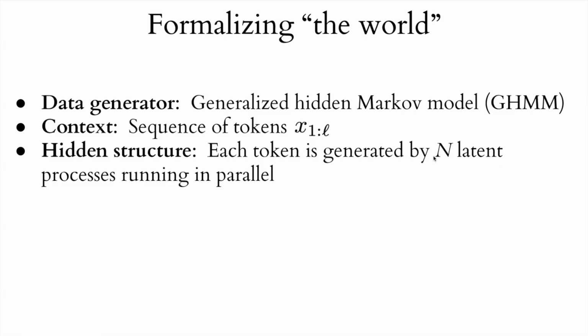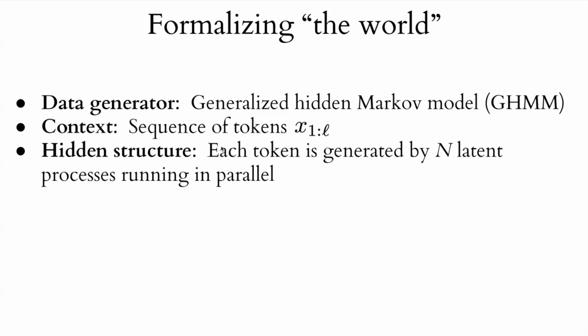The historical context is important here. So we're going to think of discrete time tokens coming in. X1 through XL is just a sequence of tokens, a realization of a token sequence, from time 1 through time L: X1, X2, and so on, through XL.